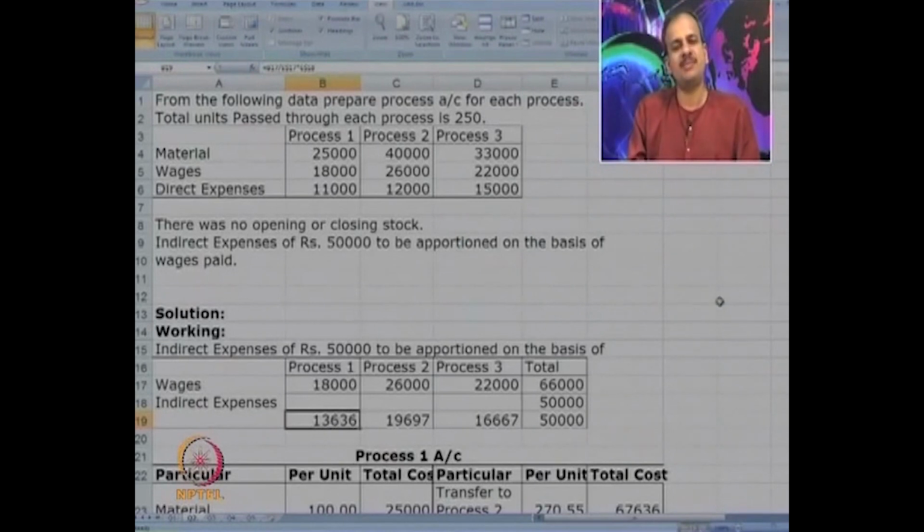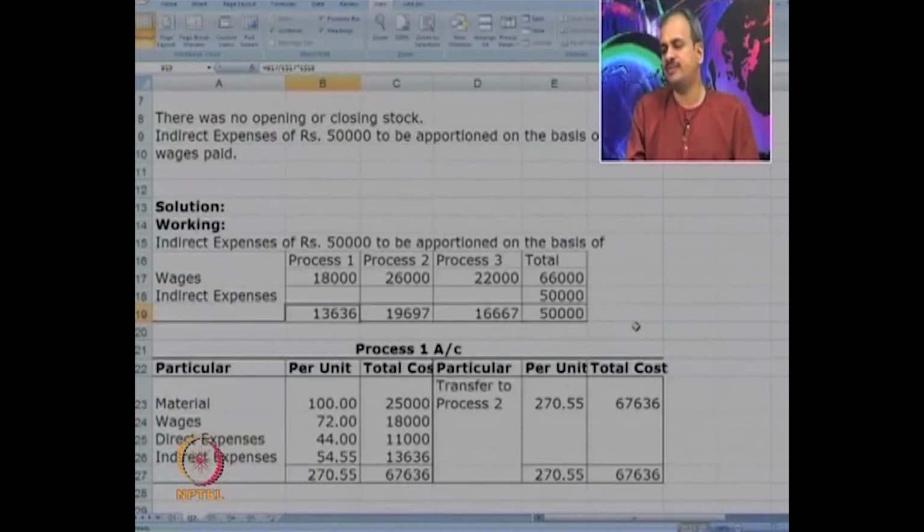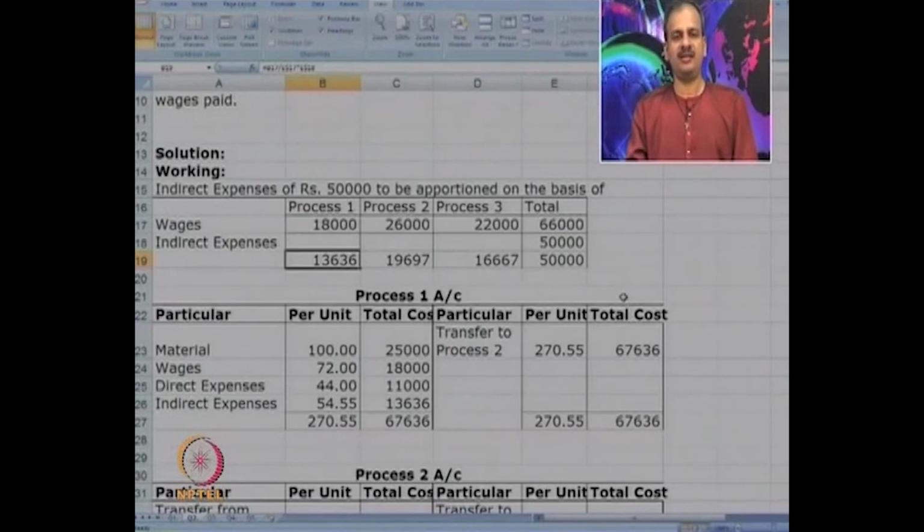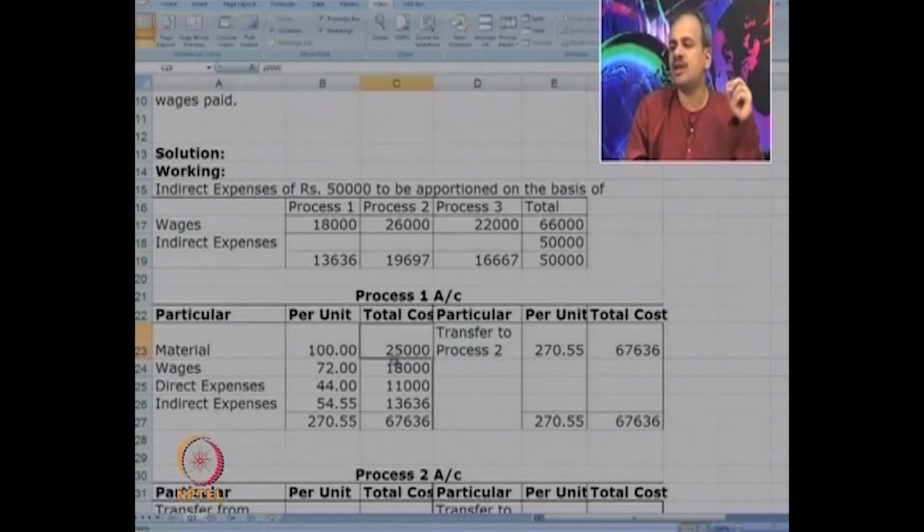Okay. Now let us make process 1 account. Have a look at it. I hope it's very simple, you will easily understand. So the material cost, wage cost and expenses are charged 25, 18, 11. We had already calculated indirect expenses 13,636.